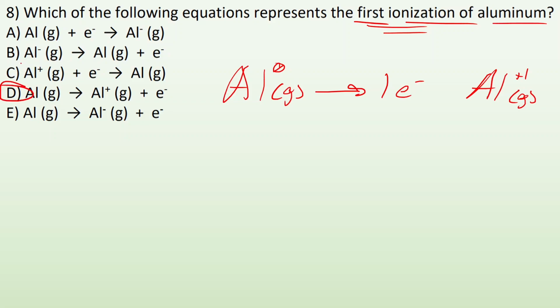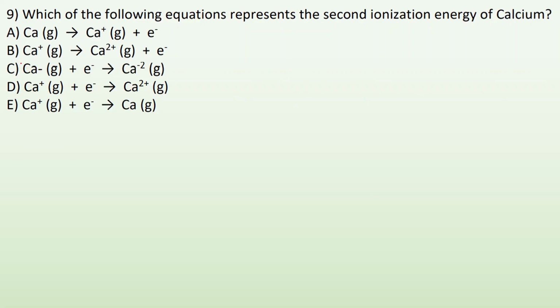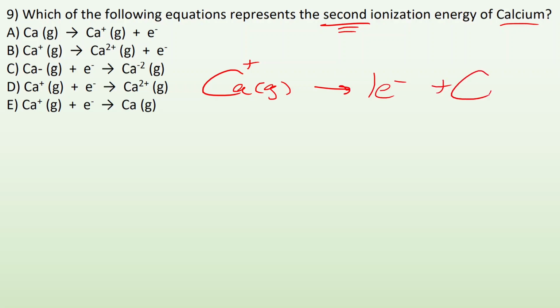So there you go. All right, number 9, which of the following equations represents the second ionization energy of calcium? Again, ionization energy has to be in the gas phase and just a single atom. And if it's the second one, this has already happened once, so calcium's got a +1 charge. Ionization is removing an electron, and that means that its oxidation state, its charge, goes up an additional 1, and it's still in the gas phase. So which option is that? It looks like choice B.